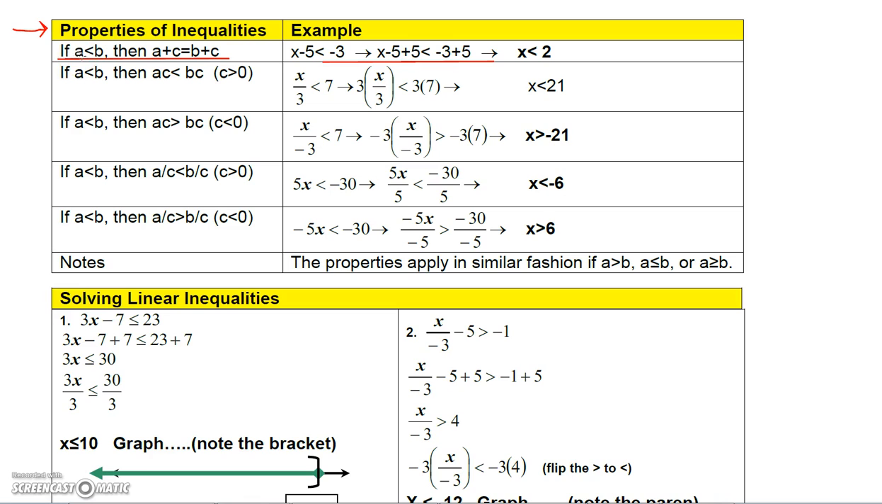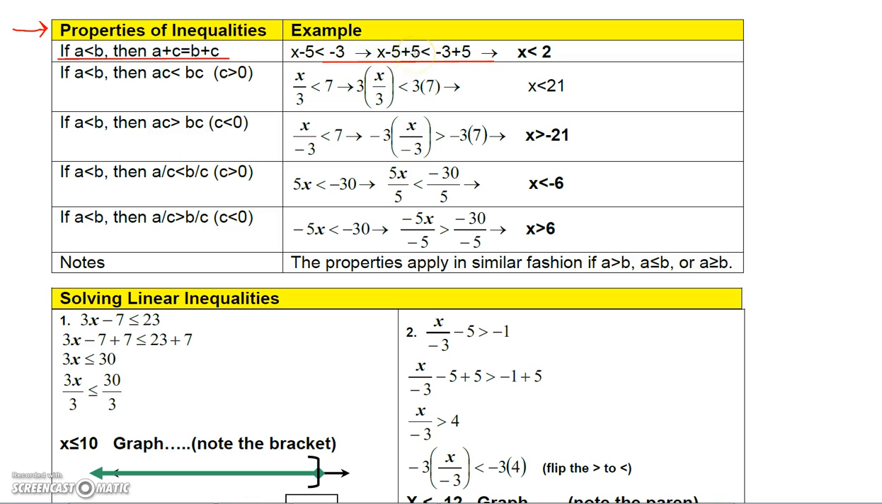If A is less than B, then A plus C is less than B plus C. So if you look over here, you'll see I have x minus 5 is less than or equal to negative 3. All I have to do, just like I did with equations, is add 5 to both sides. And then the 5's will cancel.